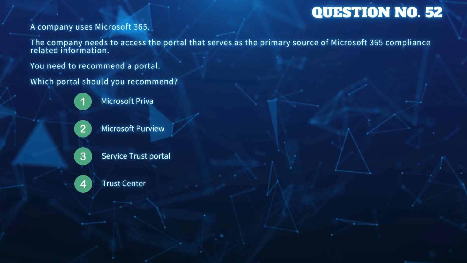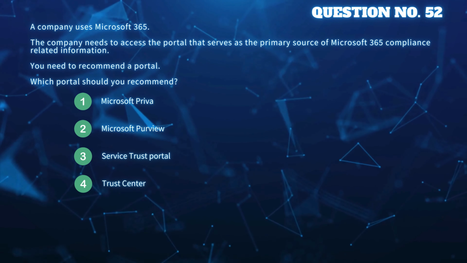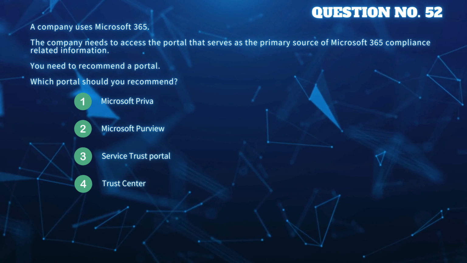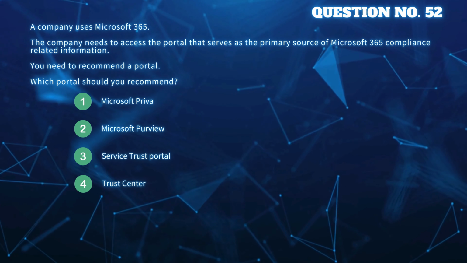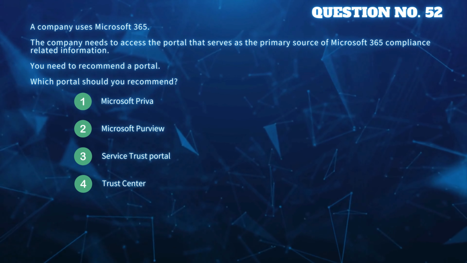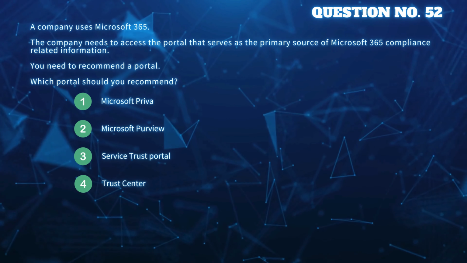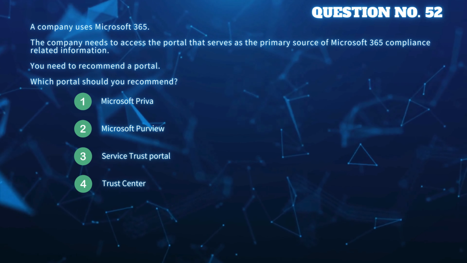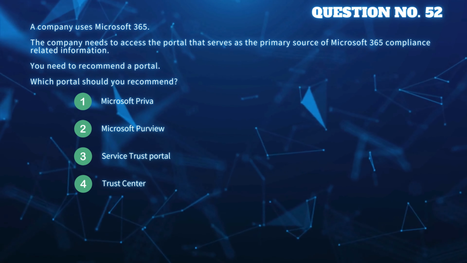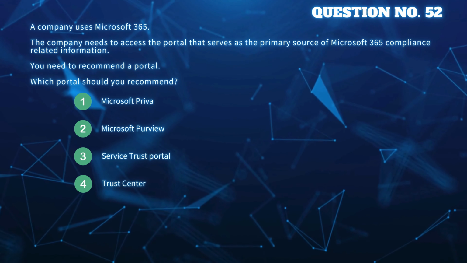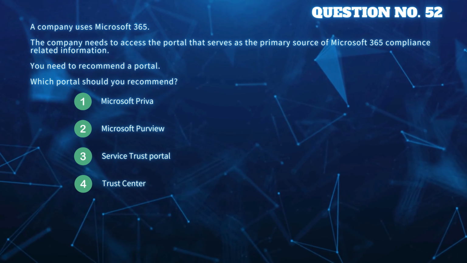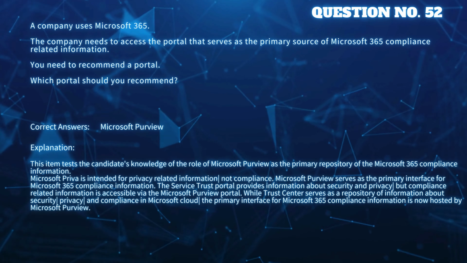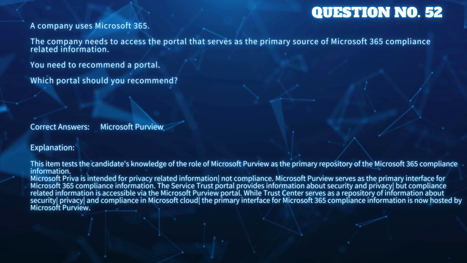Question 52. A company uses Microsoft 365. The company needs to access the portal that serves as the primary source of Microsoft 365 compliance-related information. You need to recommend a portal. Which portal should you recommend? Option 1, Microsoft Priva. Option 2, Microsoft Purview. Option 3, Service Trust Portal. Option 4, Trust Center. Correct answer: Microsoft Purview.